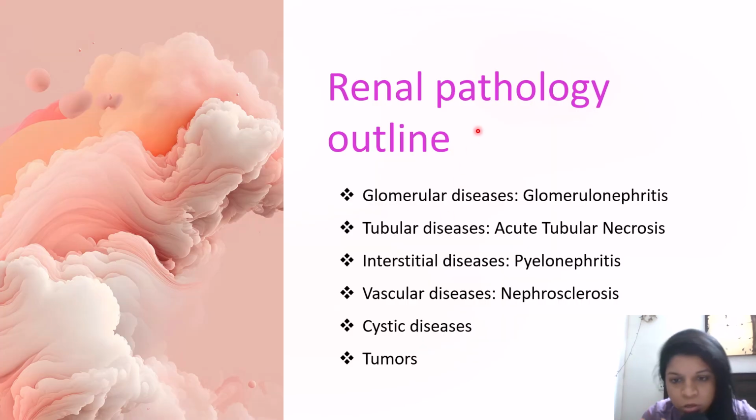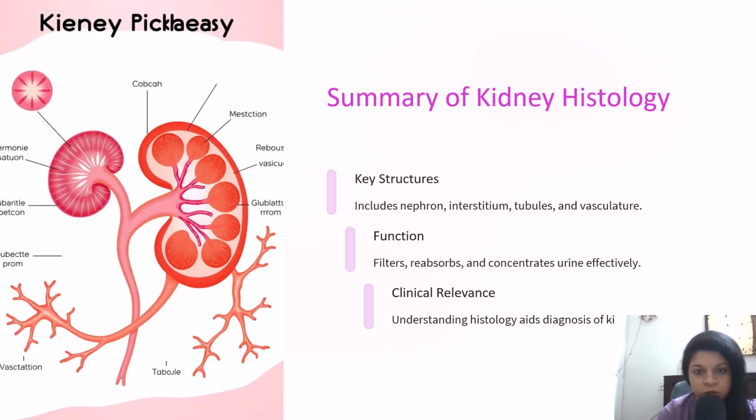So according to the four components, that is glomerulus, tubules, interstitium, and the blood vessels, the diseases are divided and pathology is studied accordingly. Glomerular diseases comprise mainly glomerulonephritis. Tubular diseases that affect the tubules are mainly acute tubular necrosis. Interstitial diseases are pyelonephritis. Vascular diseases are nephrosclerosis, etc. These are the most common diseases I am telling. And then you will come to cystic diseases of the kidney, and then finally you will study the renal tumors.